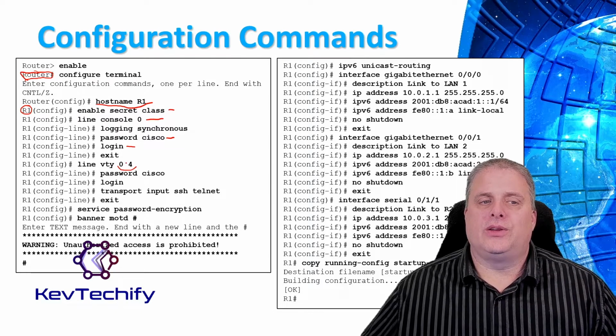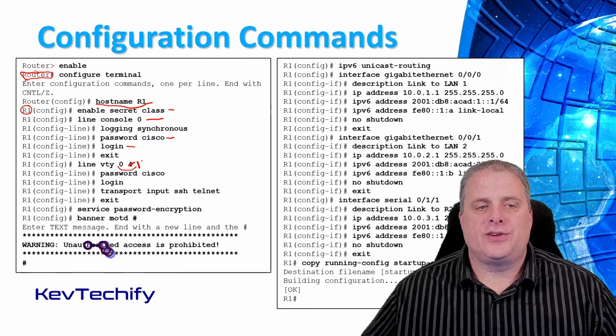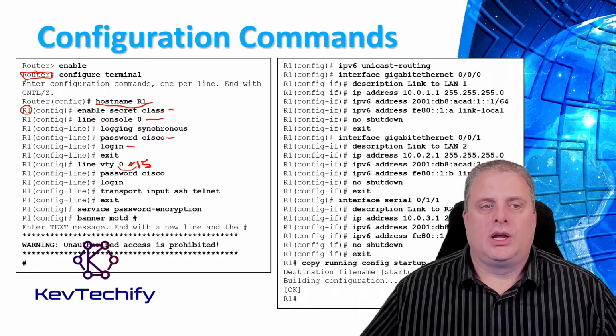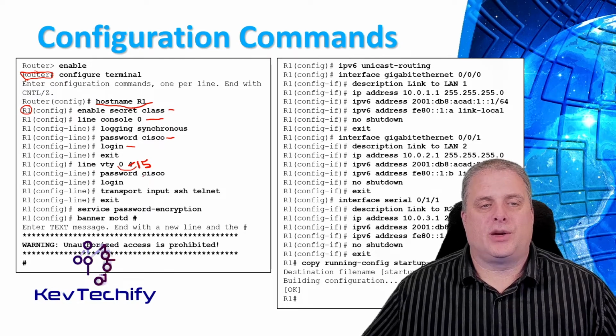I don't like to do just the first 5. I like to do all 16. So I typically do 0 to 15. Once again, computers start counting with 0, and that covers all the possible ways. Once you determine if you're going to do 0 to 4 or 0 to 15, you set your password.